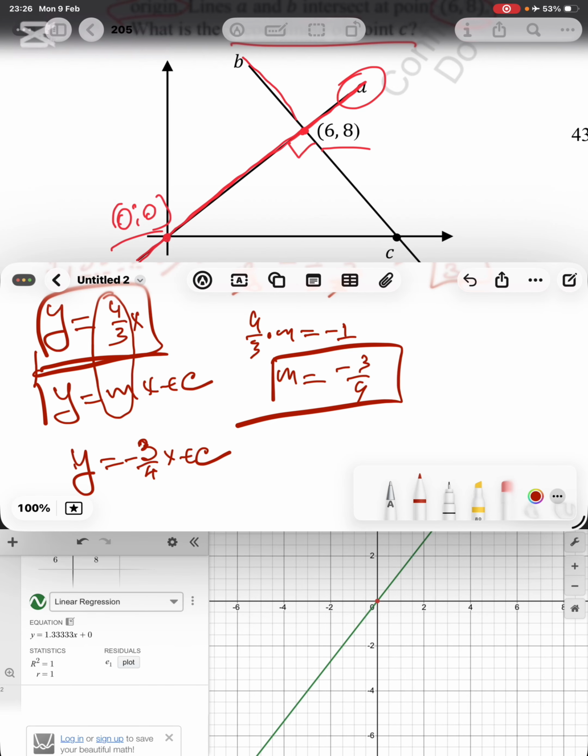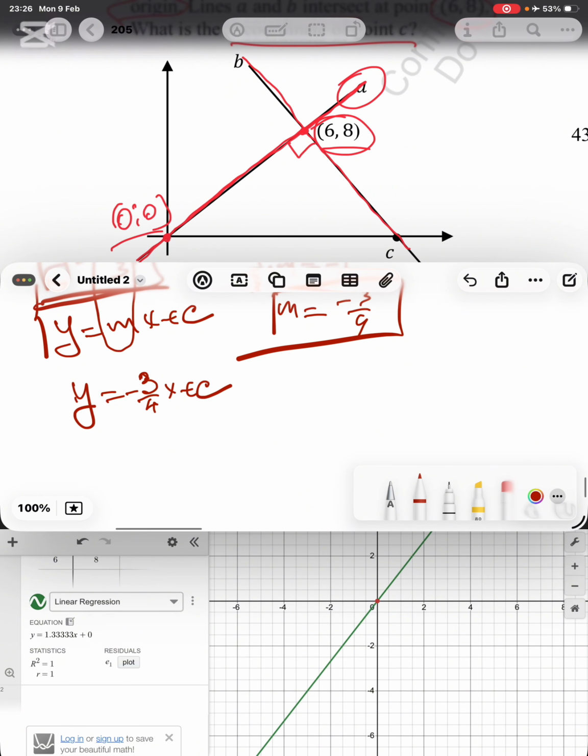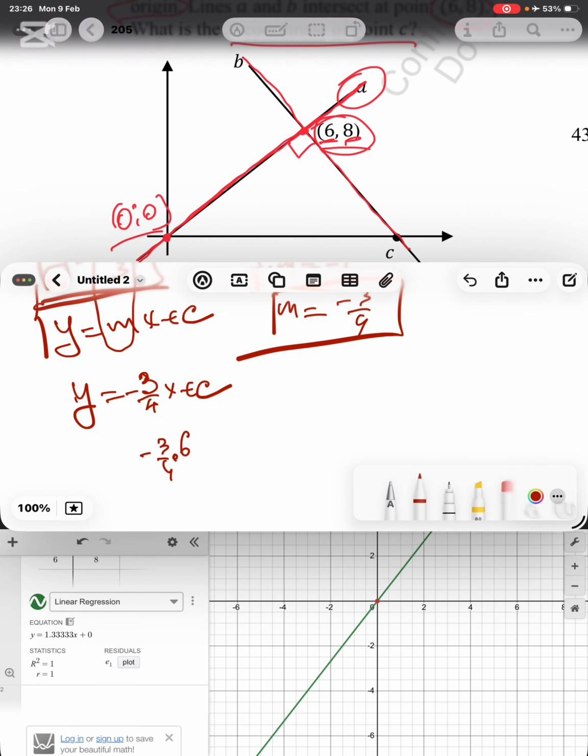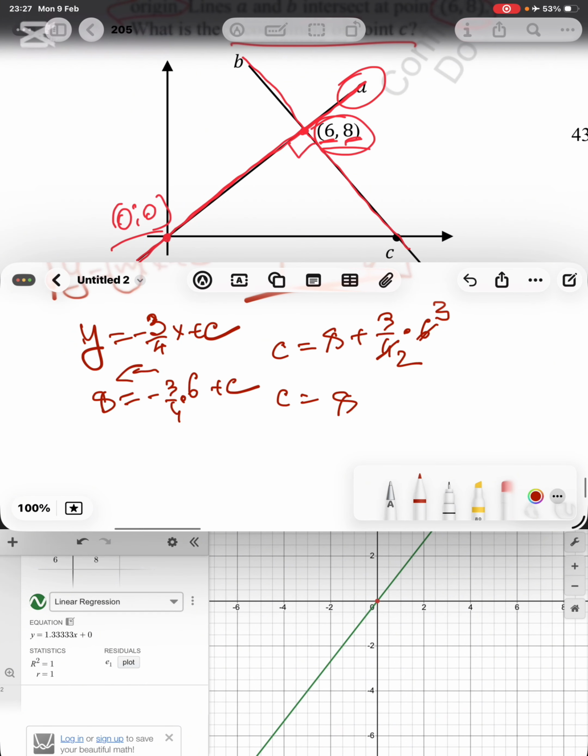And also the line B, which connects the 6 and 8, right? So instead of x, we have to insert 6. And instead of y, we have to insert what? 8. Now from here, we have to find the value of c. So c is going to be 8, plus 3 divided by 4 multiplied by 6. So we can just simply use cancellation here. It's going to be then 8 plus 9 divided by 2. When you bring them to the common denominator, it's going to be 25 divided by 2, right?